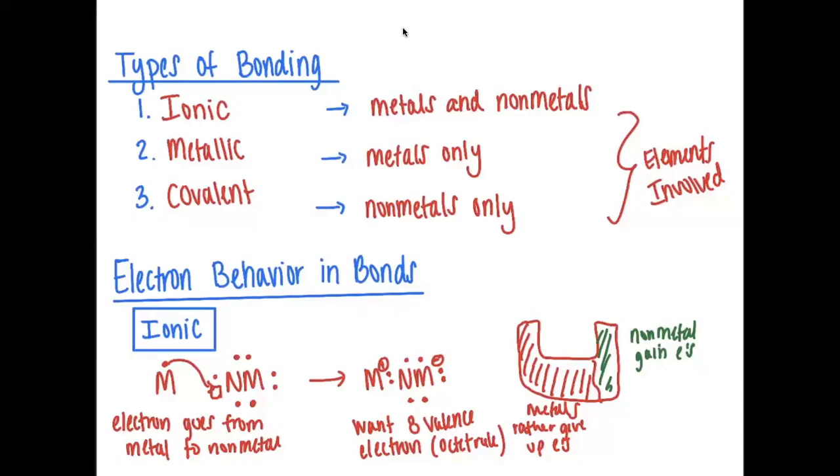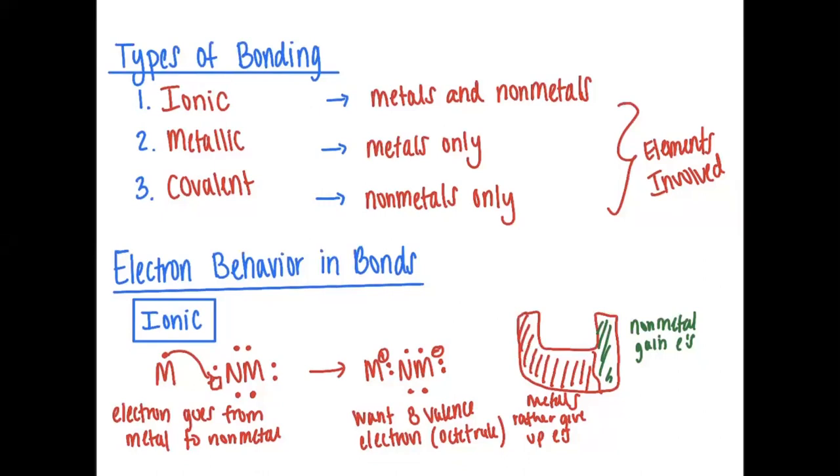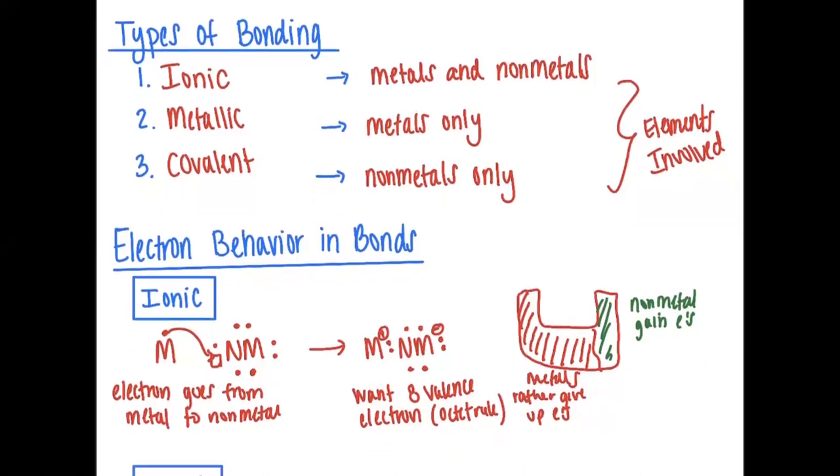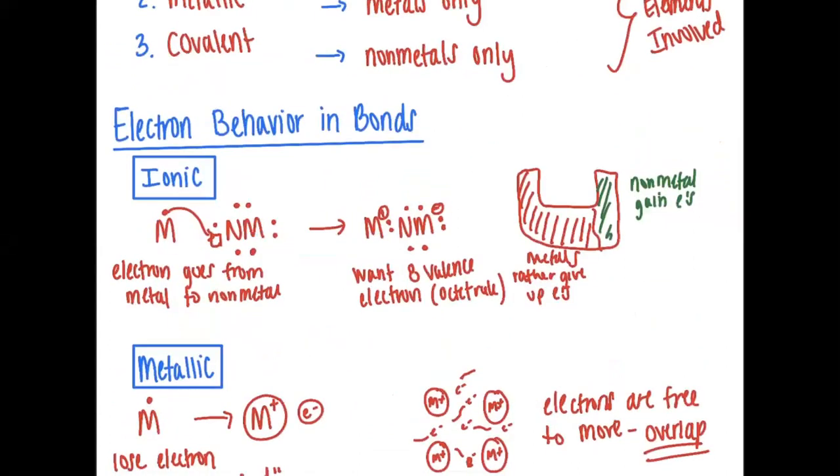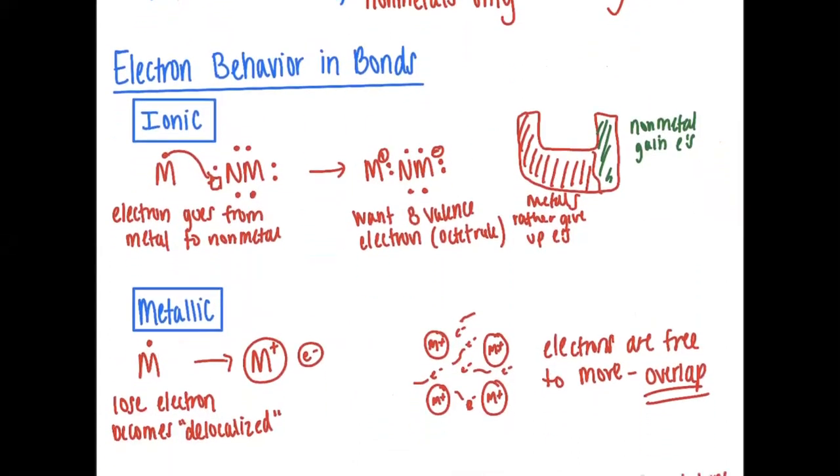Perfect. Okay, so your notes should be this. We talked about this, and maybe it wasn't as neat, so I put it together for you in a much neater fashion here. We talked about the 3 types of bonds: ionic, metallic, covalent, and the elements that are involved in them. We talked about the electron behavior in the bonds, right?